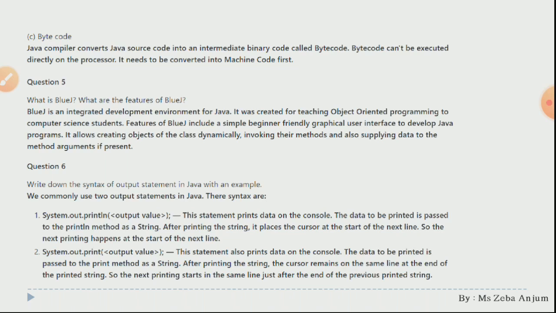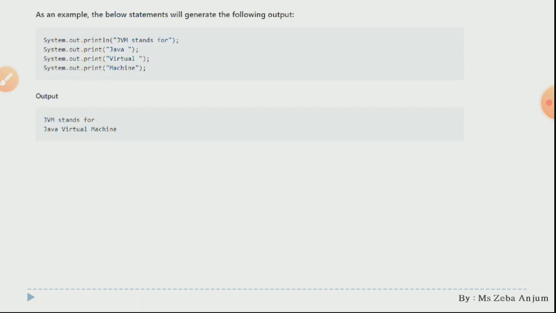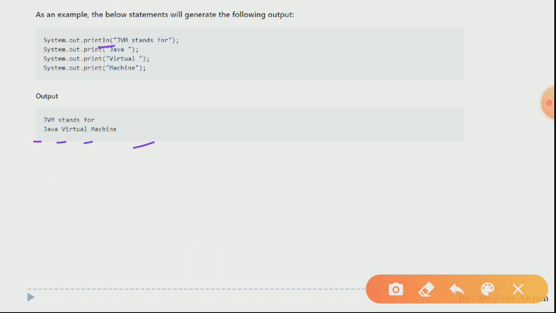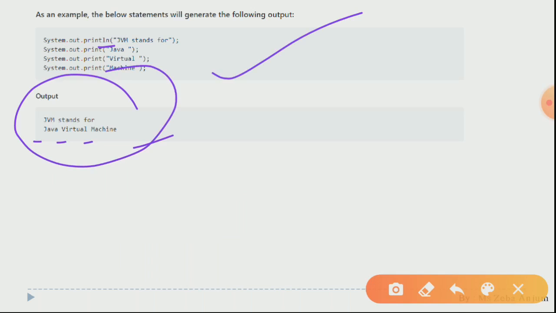The second one, print, we are not having the new line over here. So basically the difference is the new line, nothing else. Now we have to show it with an example. For example, over here new line is there, so after "Java stands for" we will be getting a new line. For "Java" it is not a new line, so the cursor stays in the same line. Again for "virtual" in the same line, again for "machine" in the same line. So this is the output you are going to get. Okay.